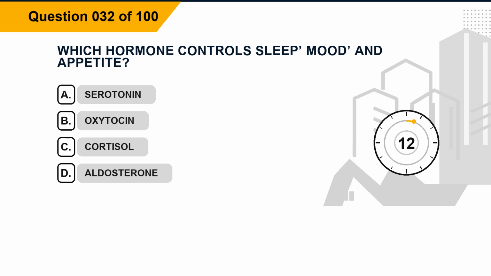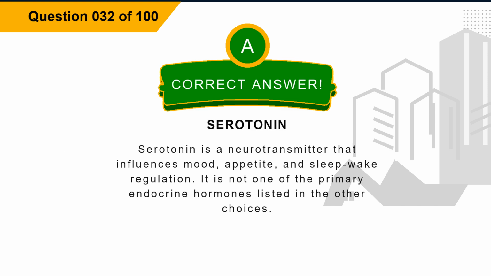Question 32. Which hormone controls sleep, mood, and appetite? Option A. Serotonin. Option B. Oxytocin. Option C. Cortisol. Option D. Aldosterone. The correct answer is option A. Serotonin. Explanation. Serotonin is a neurotransmitter that influences mood, appetite, and sleep-wake regulation. It is not one of the primary endocrine hormones listed in the other choices.